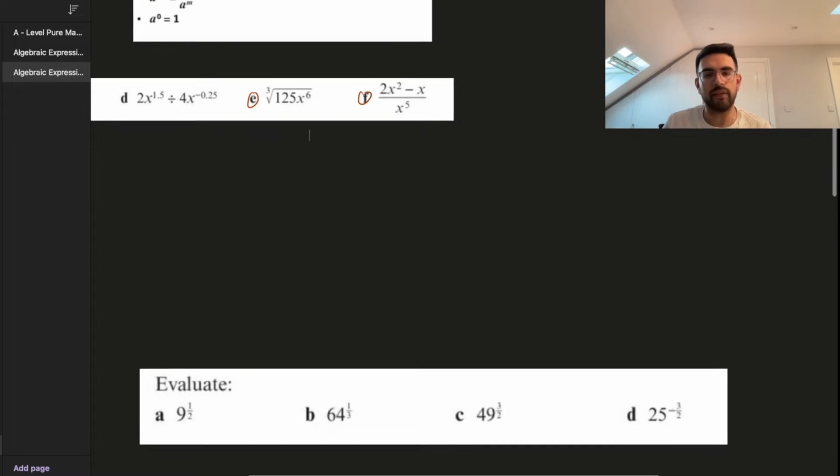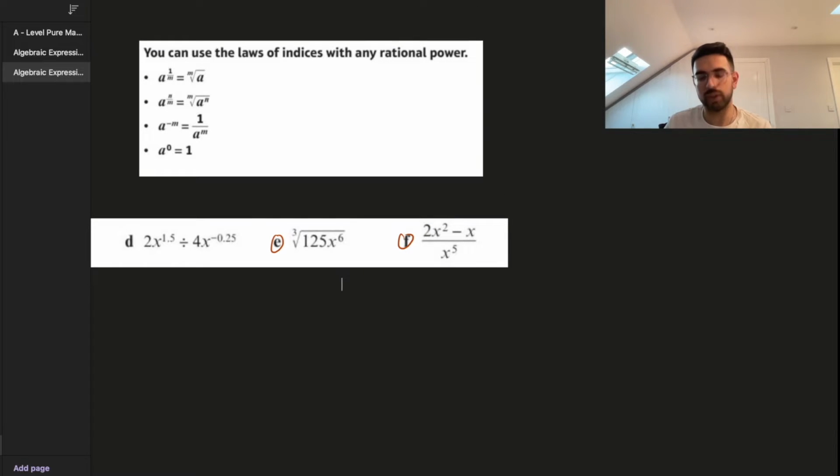So let's have a look at part E and then we'll also explain how we use these laws. I will cover these as we go throughout, so just make a mental note or take a screenshot of them. For part E, I like to split it up into its components. So we're going to write 3 in the cube root of 125, multiplied by the cube root of x to the power 6.